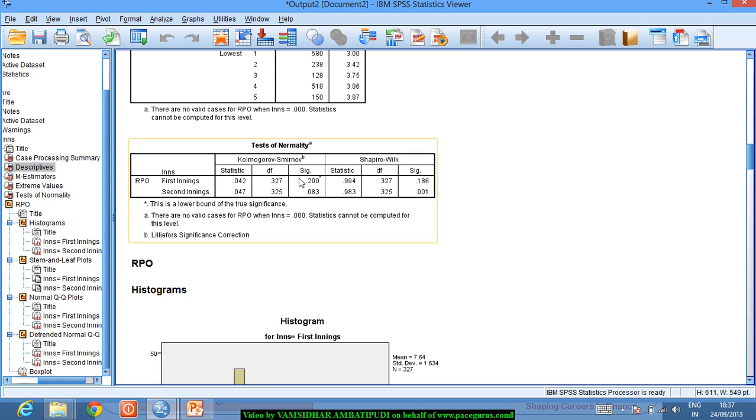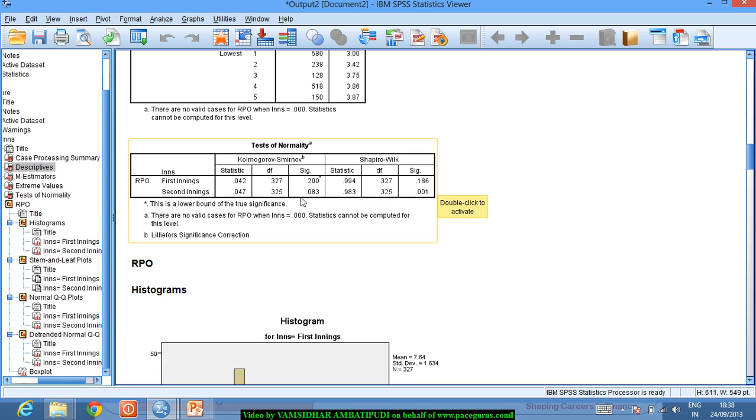Look at the significance levels, 0.20, 0.18. If they are greater than 0.05, I can go with the null hypothesis, which means the actual distribution is more or less the same as the normal distribution. Whereas in the second case, here it is greater than 0.05, but here it is much lesser, 0.001. So this gives me some kind of an indication, probably some kind of a doubt, to say there is a possibility that the second innings data is not that much normal.